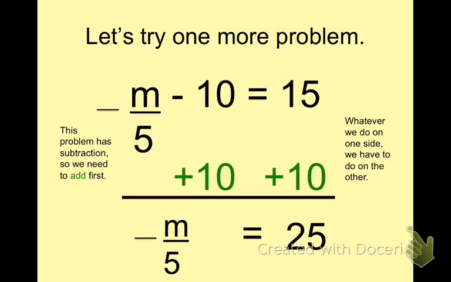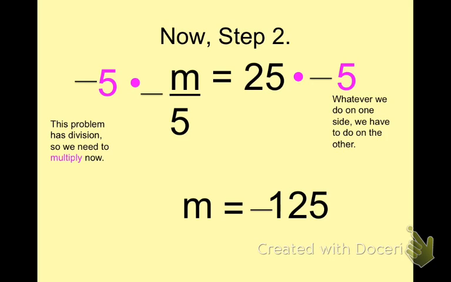In this case, we have negative m divided by 5, minus 10 equal to 15. So again, undo the subtracting 10 by adding 10 to both sides. We're left with negative m divided by 5 equal to 25. And then to undo dividing by 5, right?